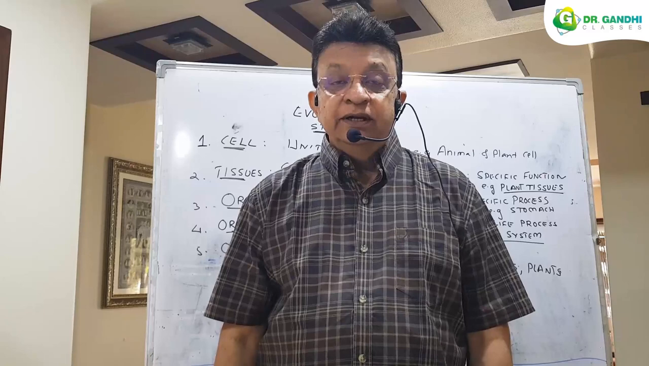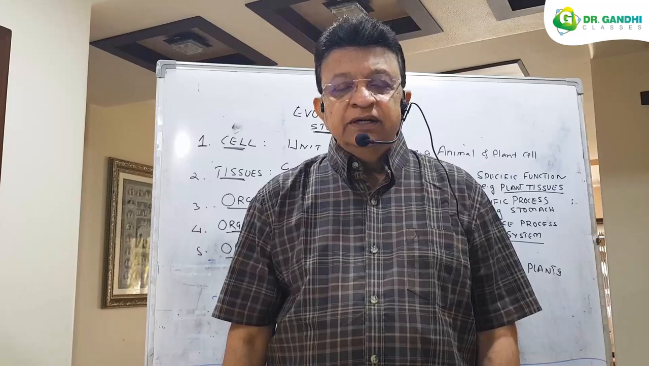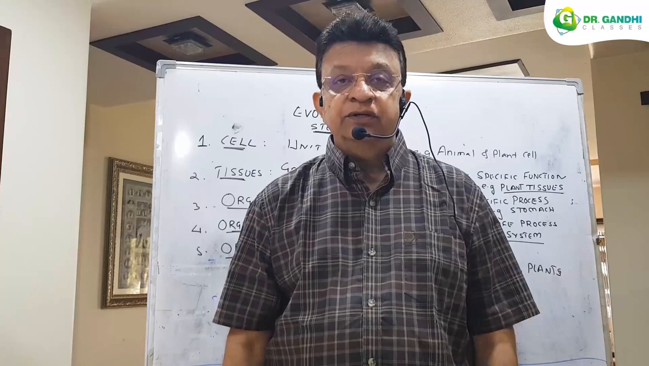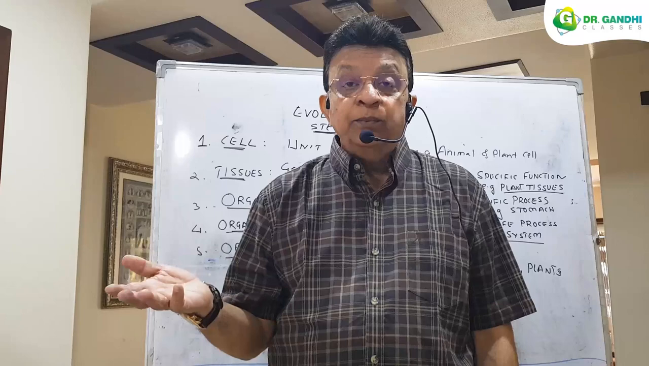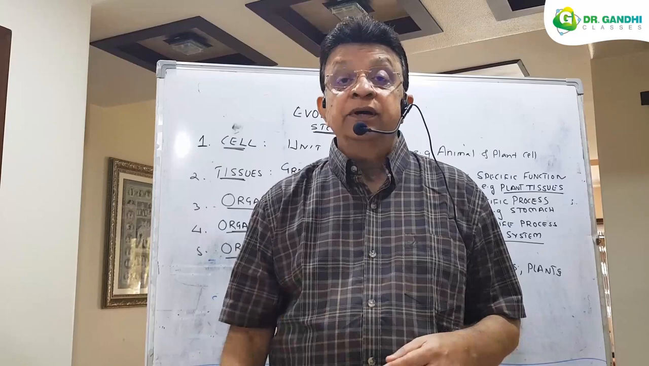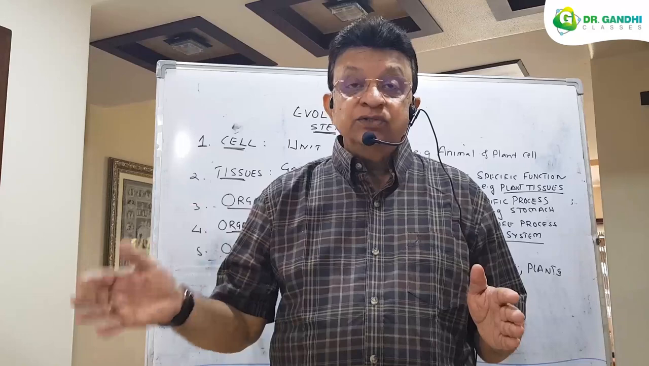What is evolution? It is a gradual process occurring over millions of years, where a simple life, for example a cell, becomes complex. For example, a plant cell becoming a plant or an animal cell becoming a human. Evolution is so gradual that it occurs over millions of years, as I said, and it occurs in five steps.